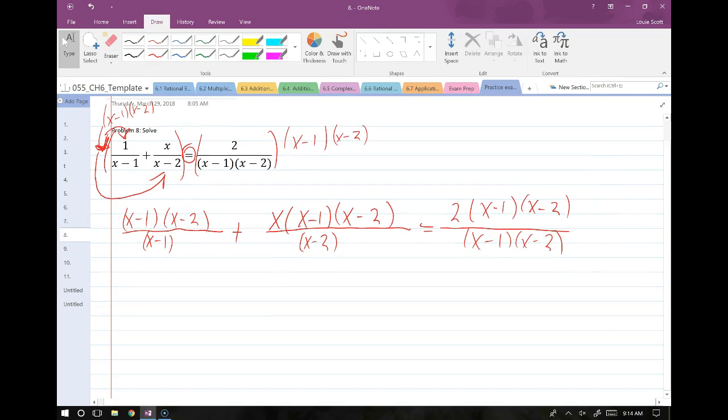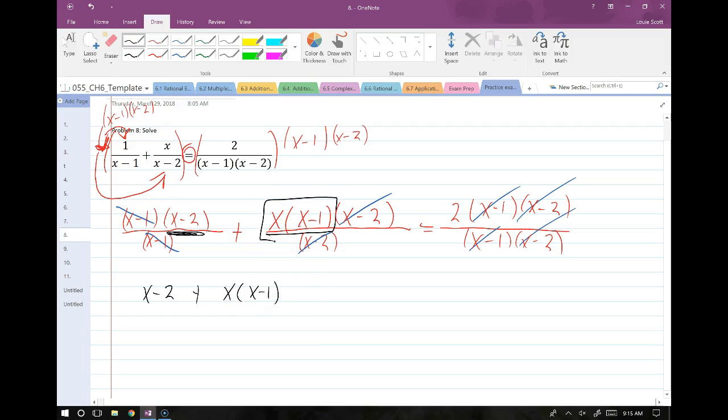Now I go through and cancel my like terms here. That cancels, that cancels, those all cancel. I like that one. Okay, so now I write what I have left. I have x minus 2 from this factor here, then plus x times x minus 1 from this factor here. And that is equal to a plain old 2, which is what I got when I canceled all those factors on the right side.